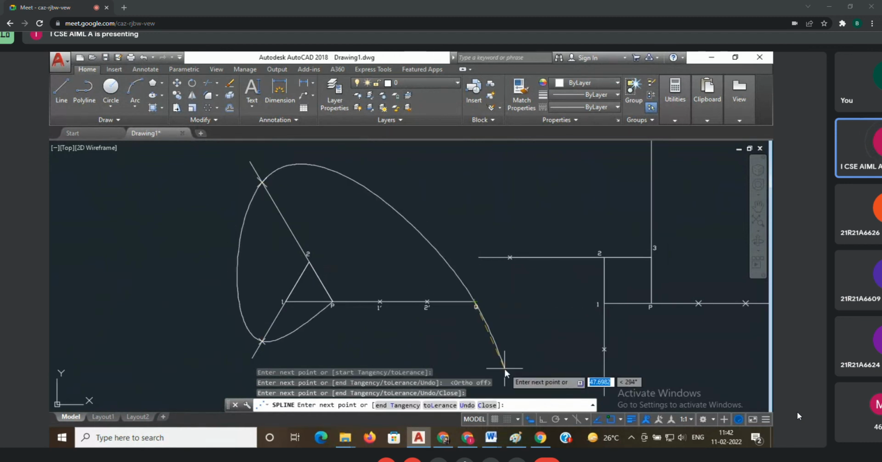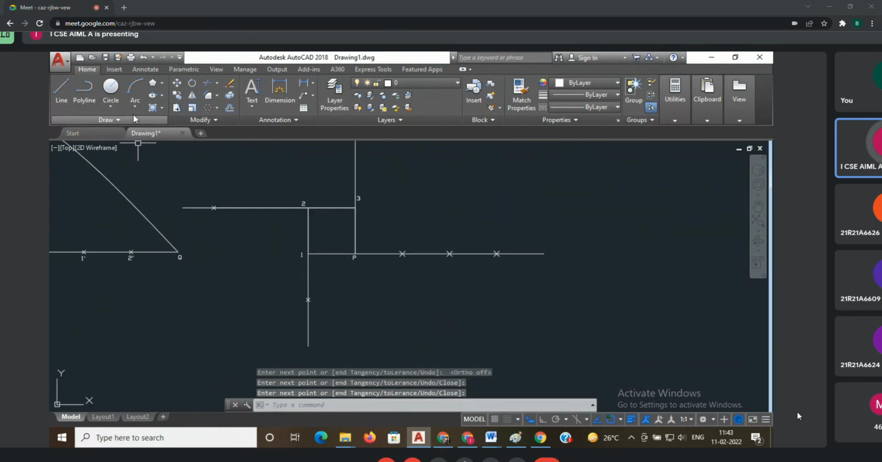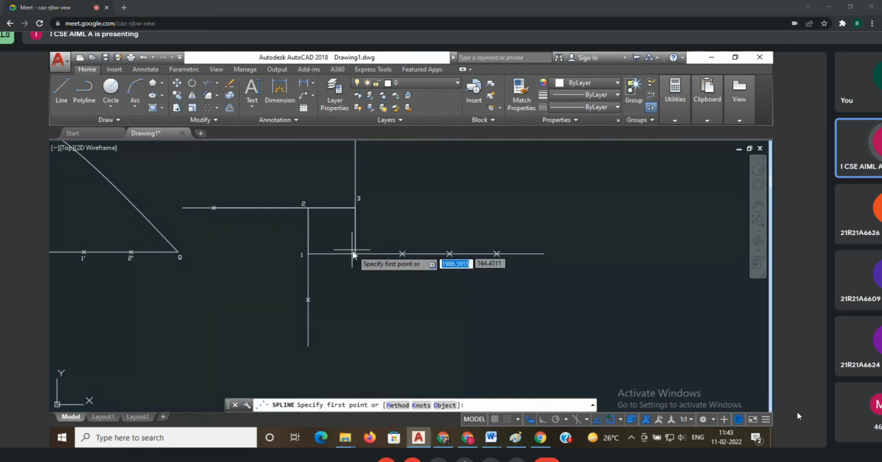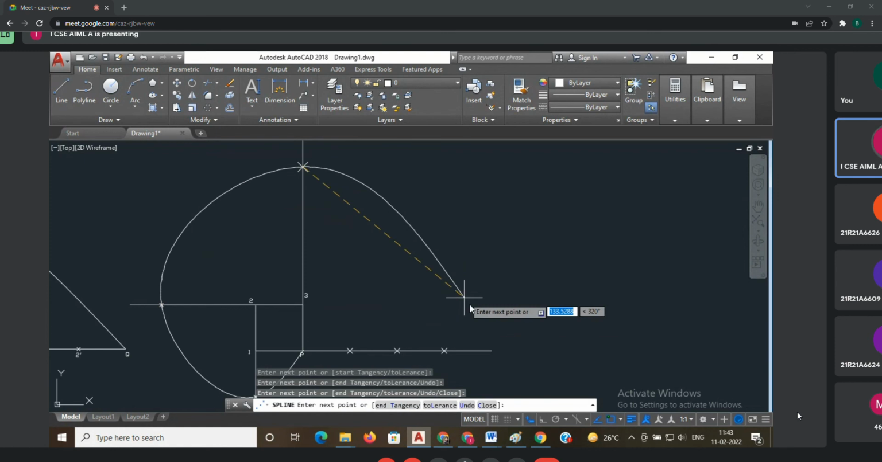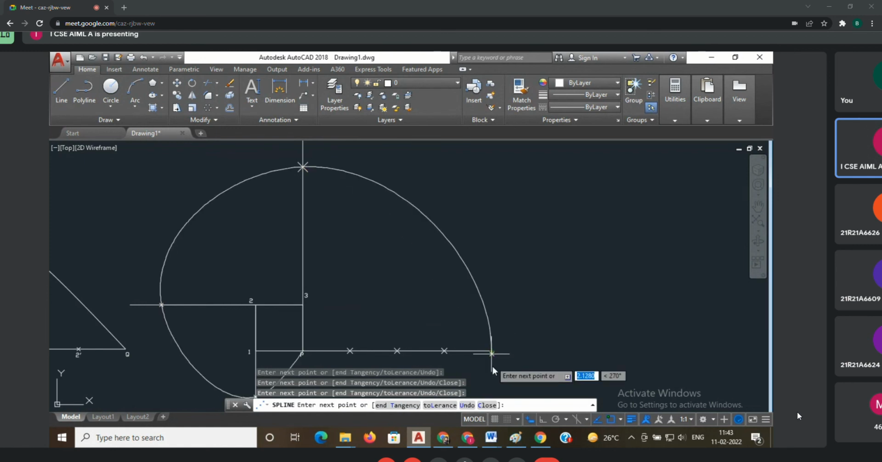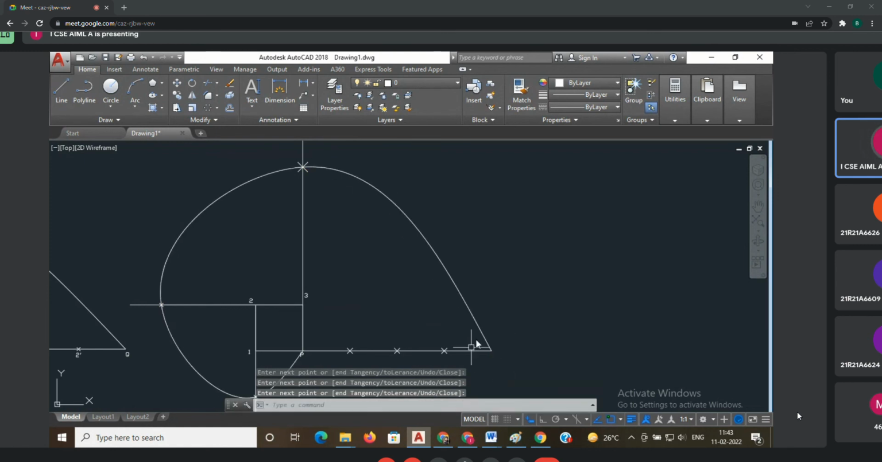Okay, close the curve. Next, same, go for spline fit. Select the spline fit curve. Select the P point. Starting point is P, and your first point is this one. Second point is this P2. Next P3. Next P4. Keep the cursor and press enter.